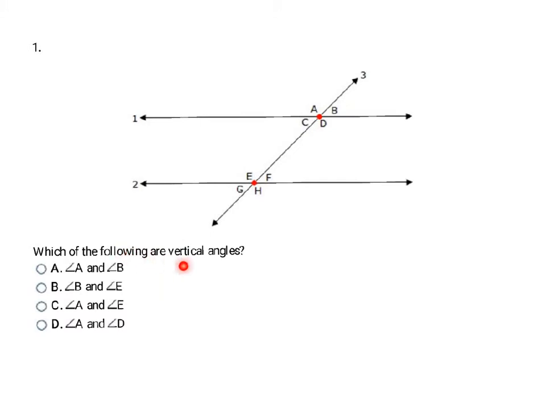So you could be asked, which of the following are vertical angles? So we're looking for angles that are opposite each other. So A and B, they're beside each other. They're a linear pair, so it's not A. B and E, they're not opposite each other, so it's not B. A and E, they're not opposite each other, so it's not C. And now let's look at A and D. They are straight across from each other, so your final answer here is going to be D. Angle A and angle D are vertical angles.